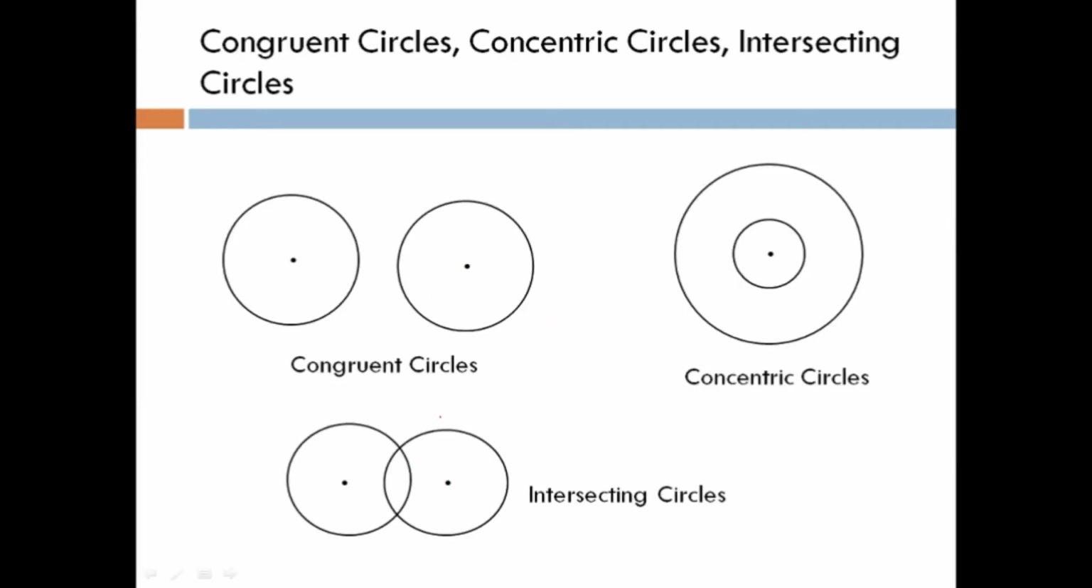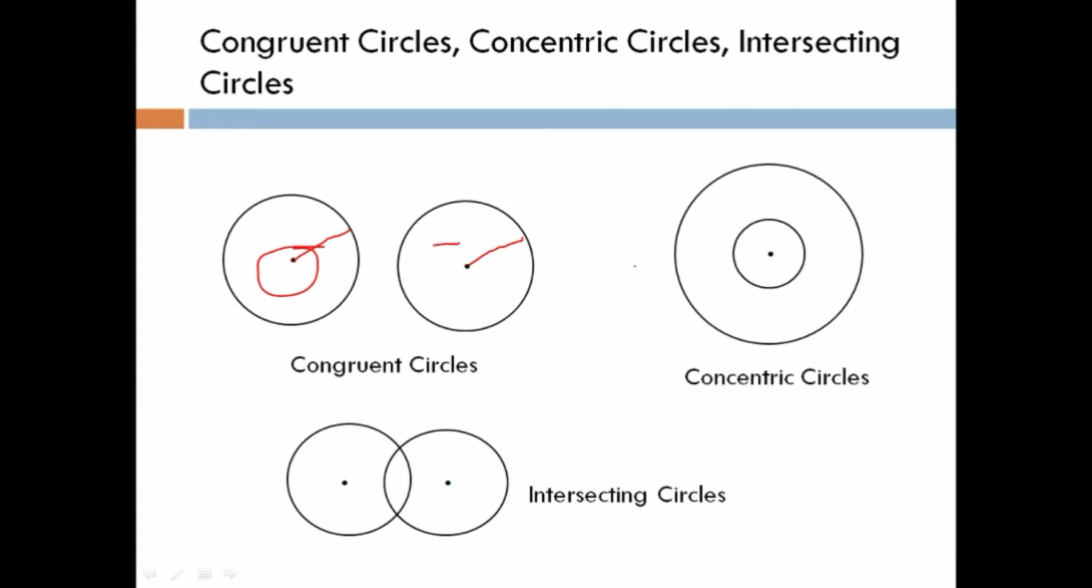Now moving to the next topic, that is the congruent circles, concentric circles and intersecting circles. Now congruent means having the same shape as well as the same size. This we have learned in the similarity chapter, right? So in this case, these two circles, this one and this one, have the same shape as well as the same size. इनका जो radius है, that is of same length. So these are the congruent circles.